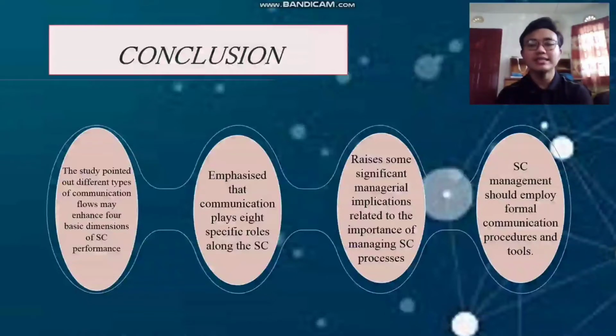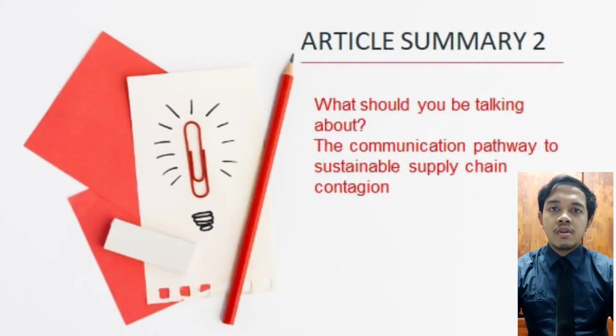Last but not least, SC management should employ formal communication processes and tools. These may include written and spoken face-to-face tools such as an official SC purpose and vision statement, an explicit SC value declaration and code of conduct, and also a critical performance report. I will explain my article titled What Should You Be Talking About? The Communication Pathway to Sustainable Supply Chain.